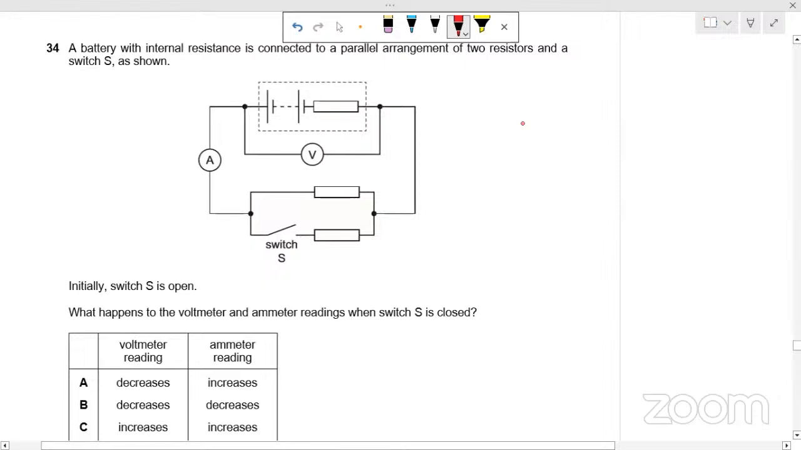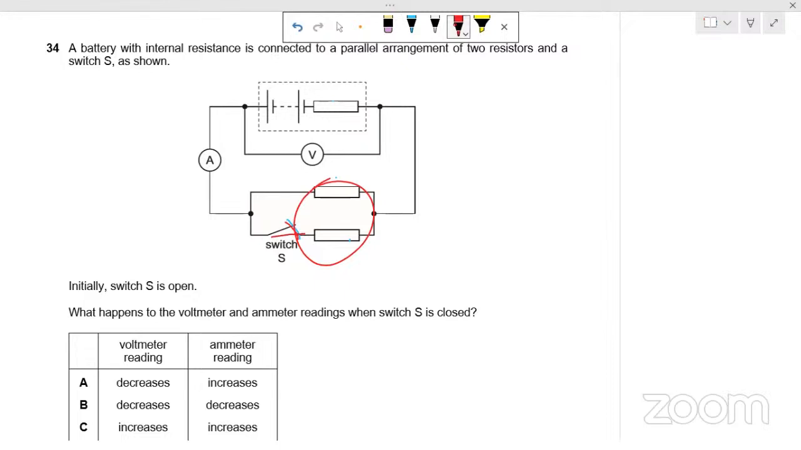34. Look at this question. Initially, the switch is open. These two resistors are in parallel, and you can see the circuit. What happens to the voltmeter and ammeter readings when the switch is closed? If you close the switch, what happens to the overall resistance? These two resistors are in parallel, so the overall resistance will decrease. Adding a new resistance in parallel with the previous resistor will decrease the resistance.